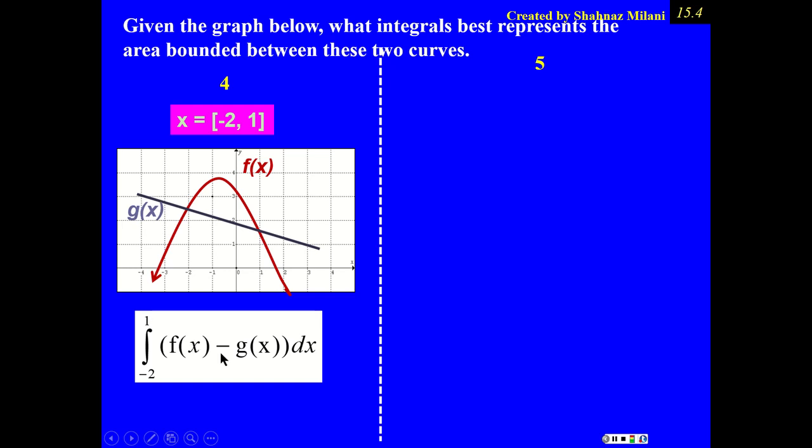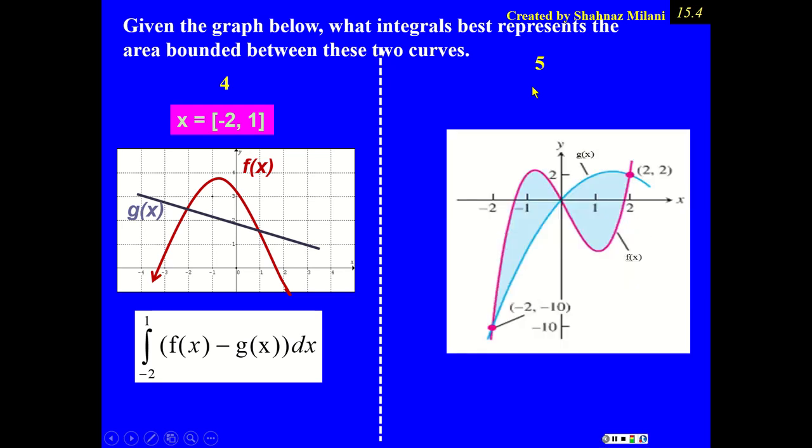Again, f of x minus g of x. That's all we are trying to find. Because in these problems, I'm trying to teach you which equation you are going to choose as the first equation. Now, let's look at problem number 5.